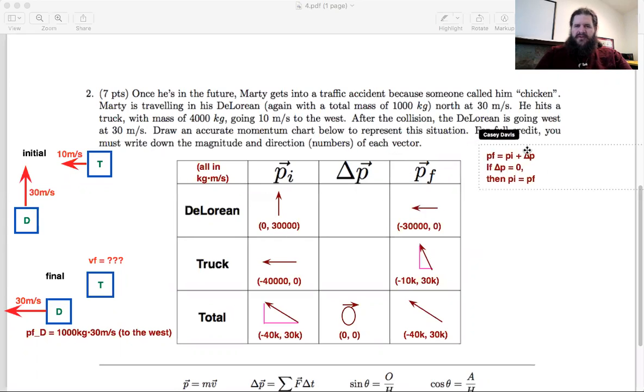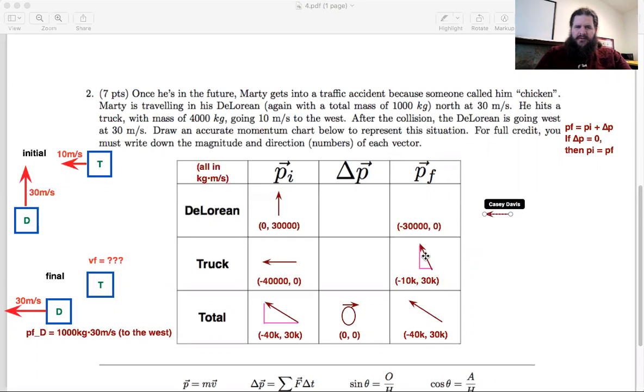And we could even put those together and see that these add up. If we take this DeLorean final momentum plus truck final momentum, those should add up to total final momentum. Looks pretty close. And of course, these drawings are not exactly to scale, but it's a good idea to draw them at least pretty close to scale to get a good visual idea of what's going on. Any other questions on that chart so far?